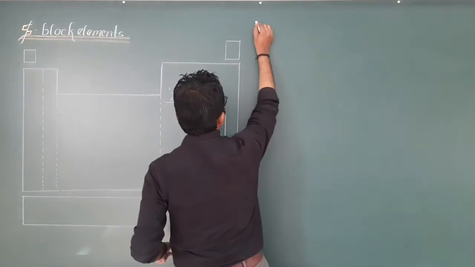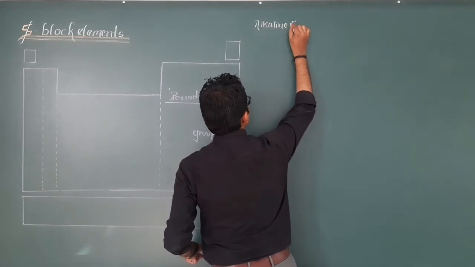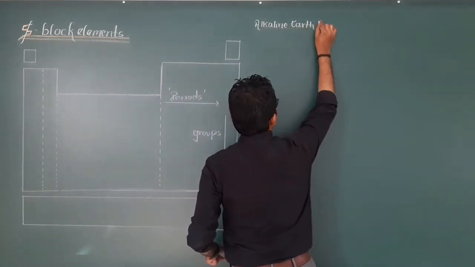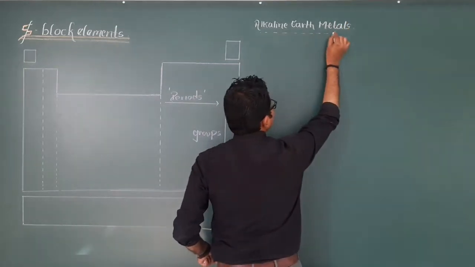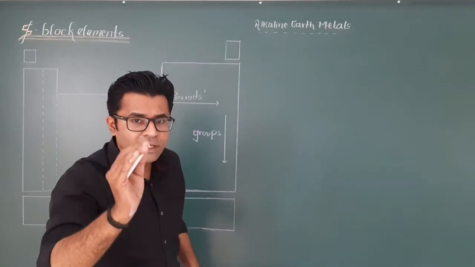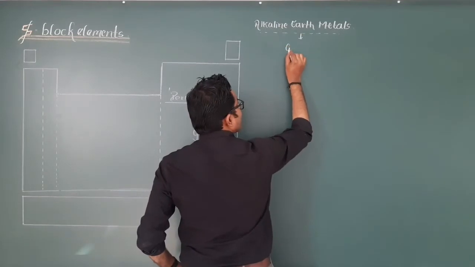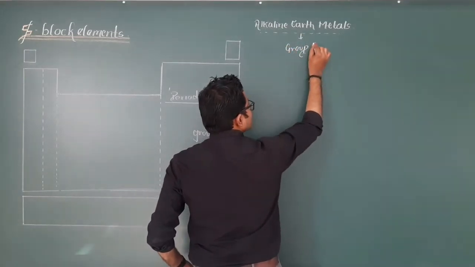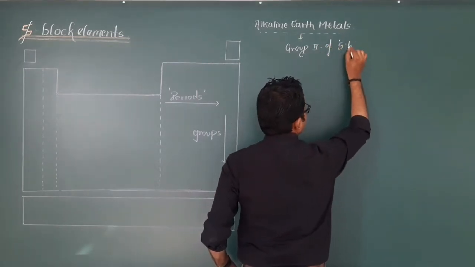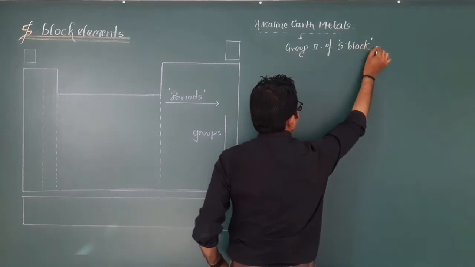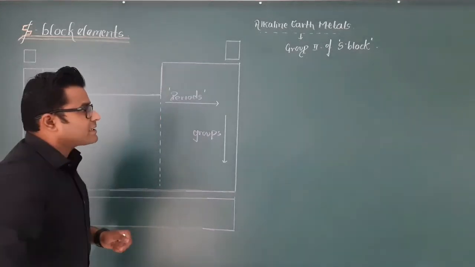Now when we are saying alkaline earth metals, these are the elements which belong to group 2 of the S block elements. Okay, so they belong to group 2 of S block. Now we'll observe what are the different elements that we have under this particular group.